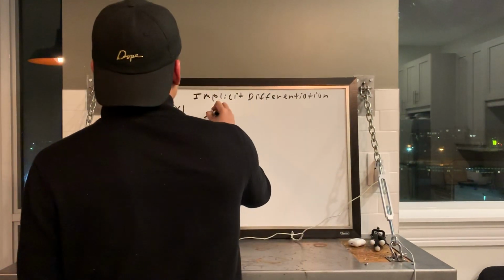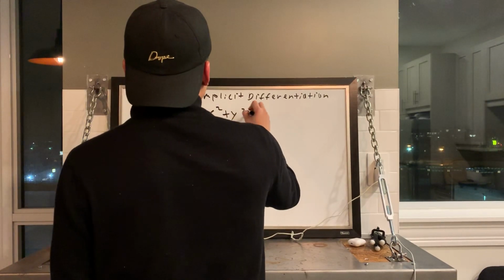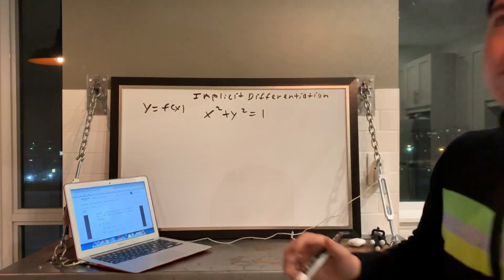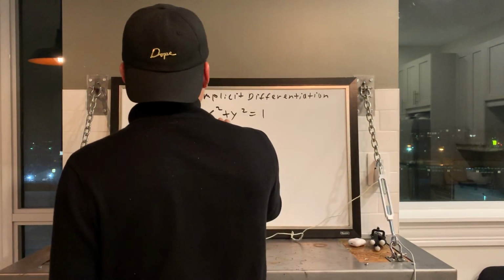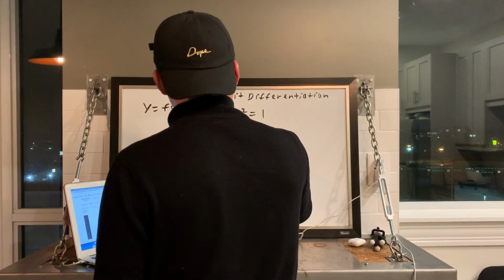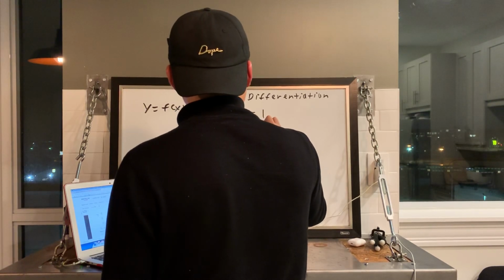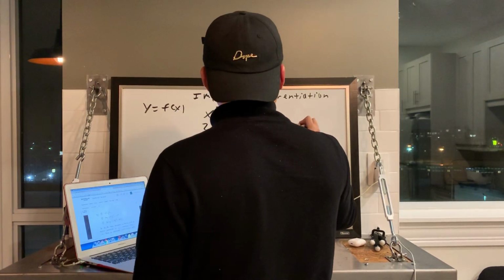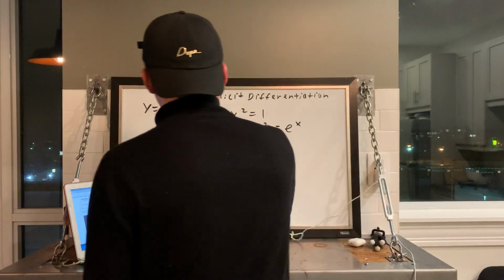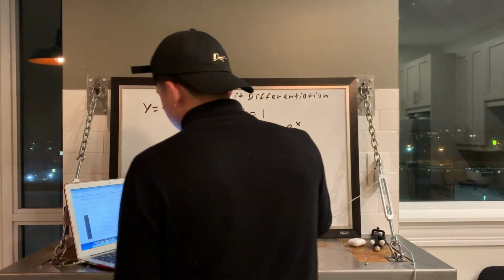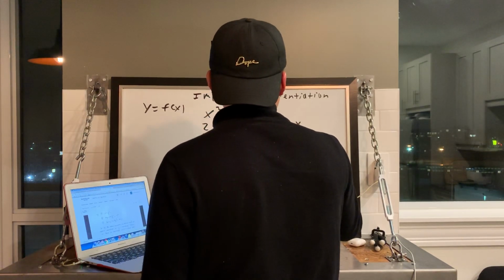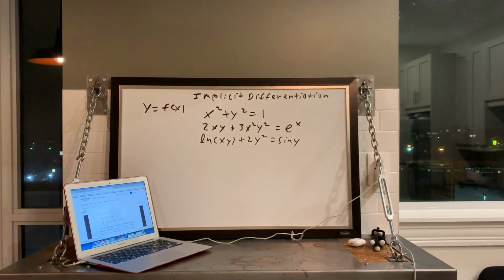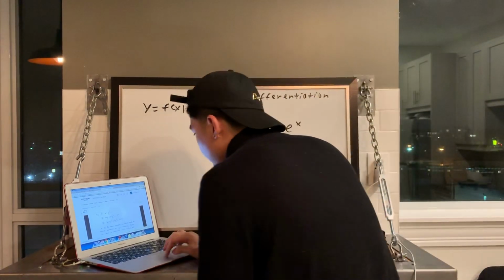So if we have something like x squared plus y squared equals 1, or if we have something ugly like 2xy plus 3x squared y squared equals e to the x, or if we have ln of xy plus 2y squared equals sine y, right? What happens then? How do we differentiate these ones?